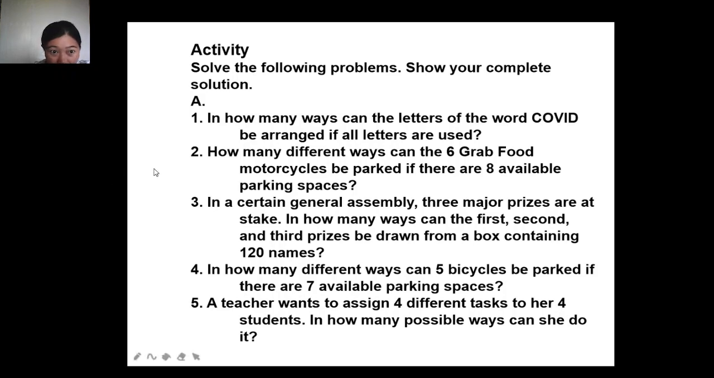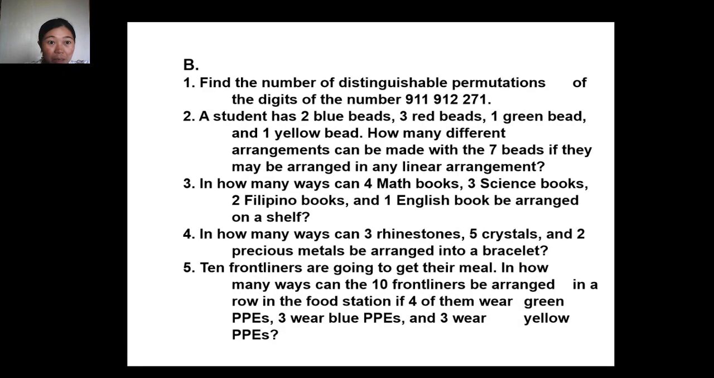Now, huwag mali dito sa number 2. So, yung number 3 major prizes, ibig sabihin, 3 lang yung kailangan mong i-arrange. First, second, and third. Pero saan manggagaling? Sa 120. Yung number 4, 7 yung available parking space, pero ang ipapark mo lang naman ay 5. So, ibig sabihin, dun sa 7 parking space, ang magagamit lang lagi ay 5 space. Ayan. So, dapat ay alam nyong i-determine ano ang N, ano ang R.